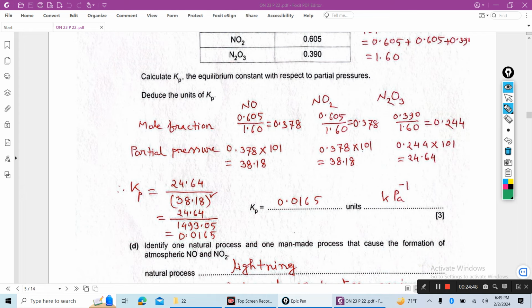So now you got these partial pressure values, and you can now calculate Kp. Kp equals the partial pressure of product divided by the partial pressure of reactant. So if you put in the values, this is the partial pressure of product, and this is the partial pressure of reactant: this multiplied by this, and this is squared. If you calculate, you get this value of Kp, and the units will be kilopascal divided by kilopascal squared. So you will get 1 by kilopascal, that means kilopascal inverse.